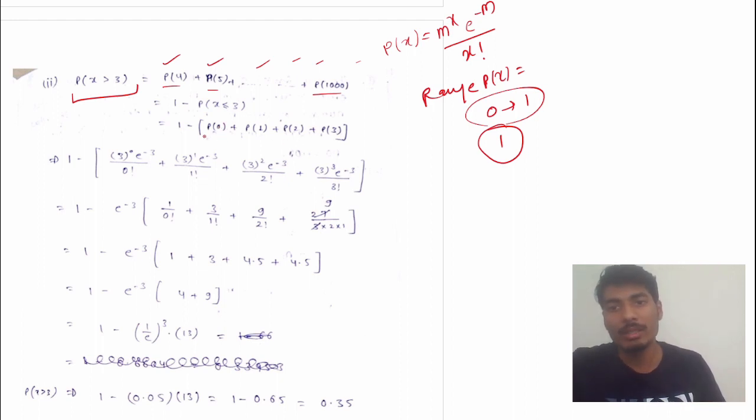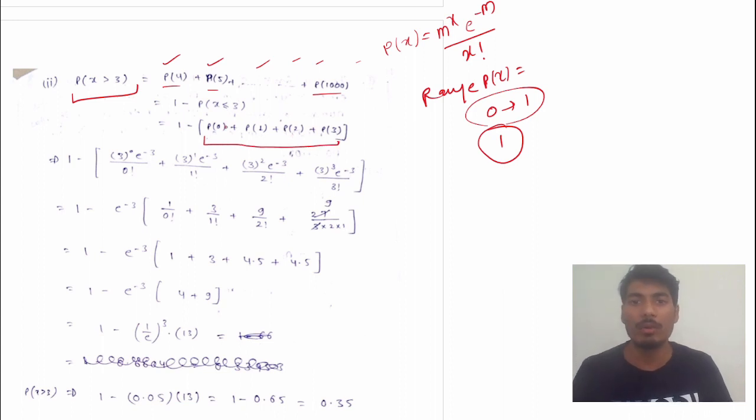Now the benefit is that we have to apply the Poisson distribution only 4 times: for P of 0, P of 1, P of 2 and P of 3. Here in this one we would have to apply the Poisson distribution almost 996 times. So this is the benefit of using this common sense. 1 minus P of 0 plus P of 1 plus P of 2 plus P of 3.